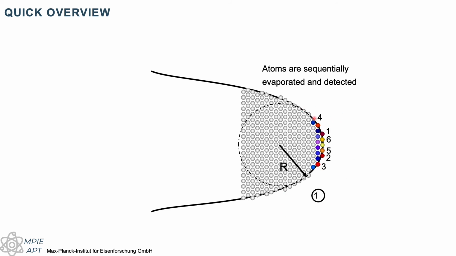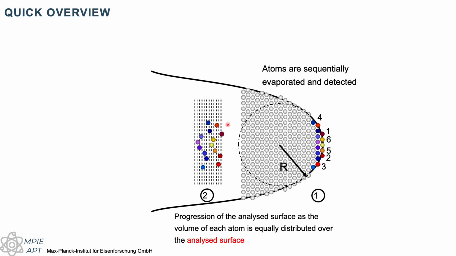We have atoms sitting on the surface, and they will be ionized and detected in a certain sequence. So from first atom, second, third, fourth, fifth, sixth, and so on and so forth. So we are detecting them, and every time we collect one of these ions, we move the emitting surface down by a tiny amount.